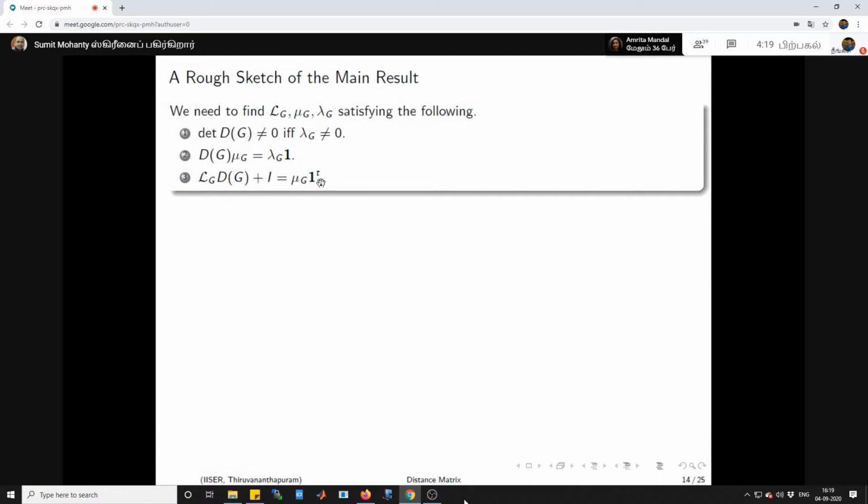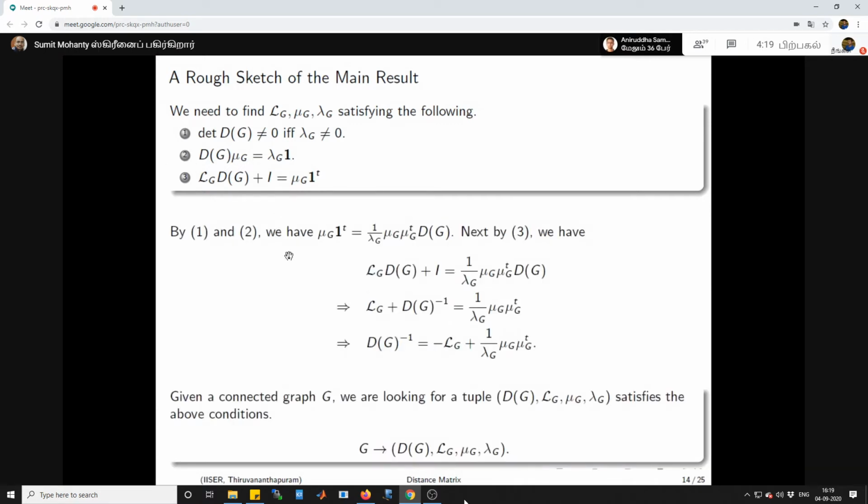If this is satisfied, then from the second condition, if you take a transpose, it will be mu transpose D transpose, but the distance matrix for an undirected graph is symmetric. So this will be mu transpose D. Then multiply both sides by 1 over lambda of mu G. Because of the first condition, since we are searching for the inverse, we assume the determinant is non-zero. So from 1 and 2, you will get this. Then substituting this value here, we get the requisite form of our inverse.